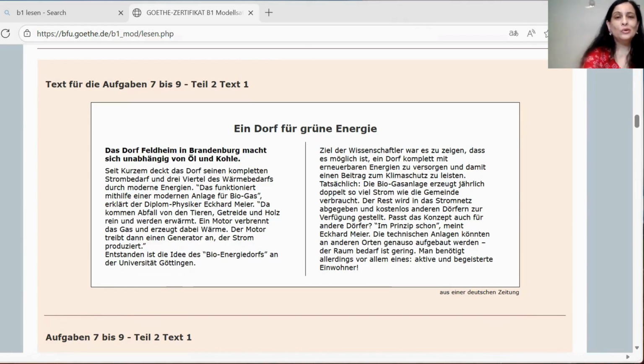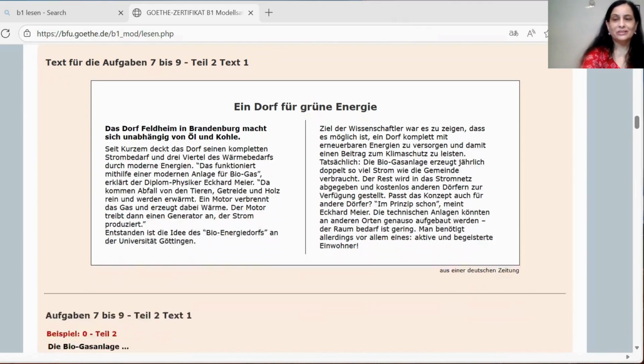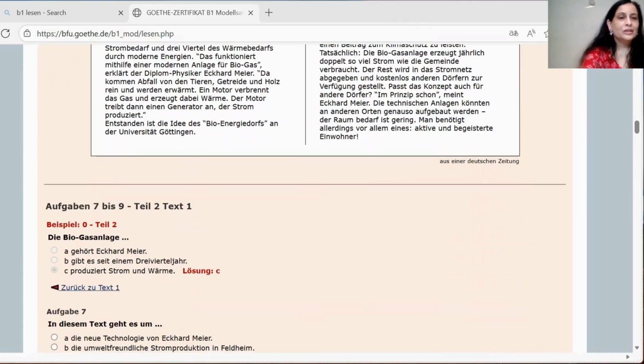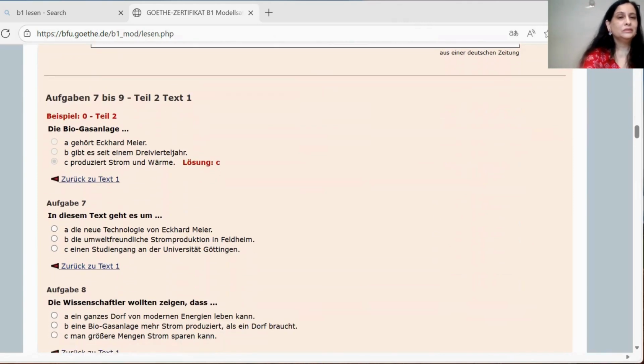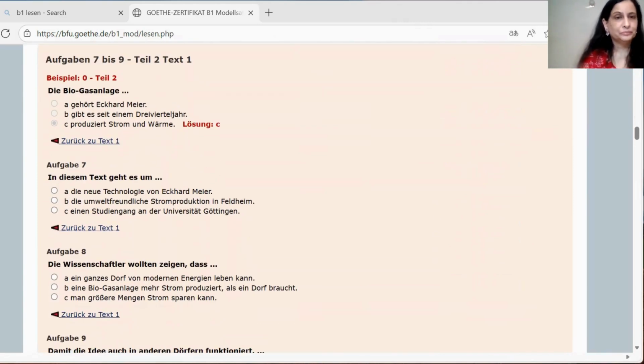So this is all about "Ein Dorf für grüne Energie." Dorf is village, actually. This is all about this Feldheim village for green energy, for natural energy. Now we'll see Aufgaben 7 bis 9.